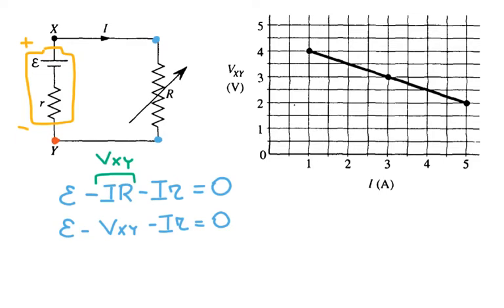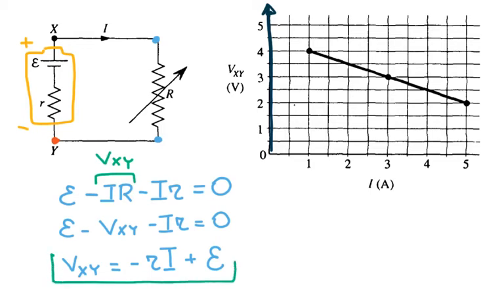Then I'm going to solve for the y-axis. This is my y-axis, so my y-axis is Vxy. So I'm going to rewrite it as Vxy is equal to negative internal resistance times the current, plus the EMF. What I got here is the formula that you use in algebra: y is equal to mx plus b.